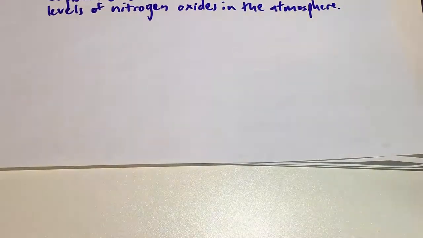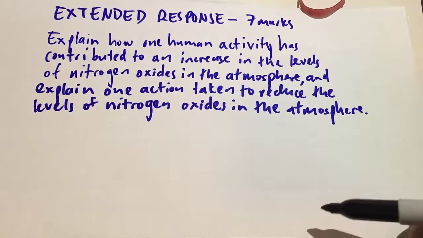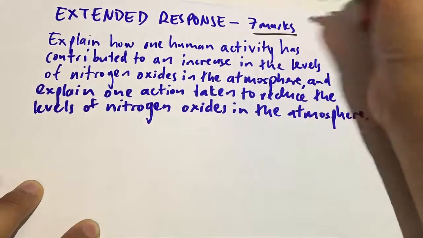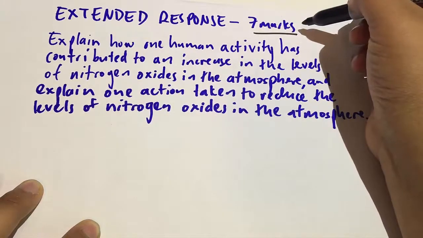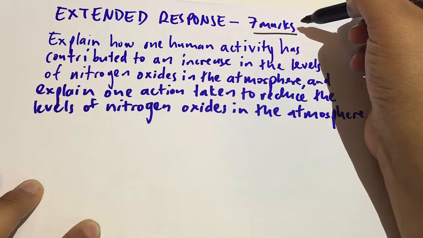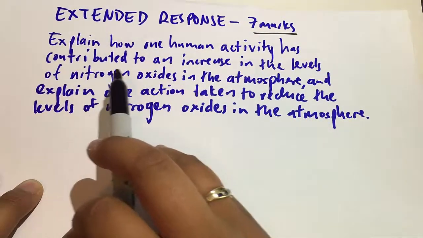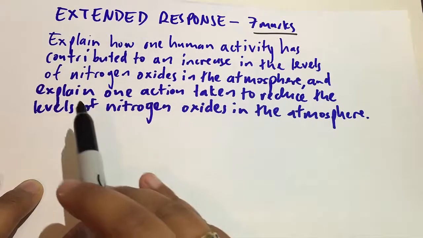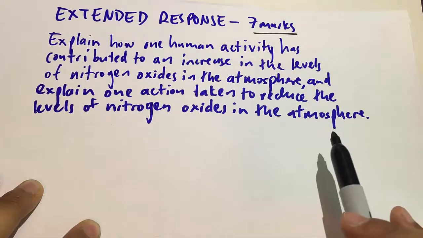The second question that comes up quite a bit is an example of an extended response. I've written out the whole thing to save time. This one was from a past exam, and it was approximately 7 marks. Remember, with extended responses, 1 or 2 marks would be used for communication and the rest for the actual content. It says, explain how one human activity has contributed to an increase in the levels of nitrogen oxides in the atmosphere, and explain one action taken to reduce the levels of nitrogen oxides in the atmosphere.